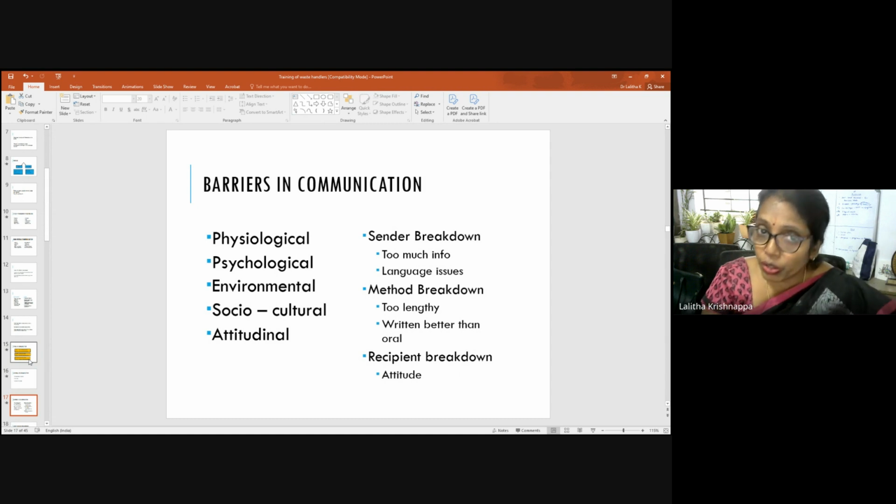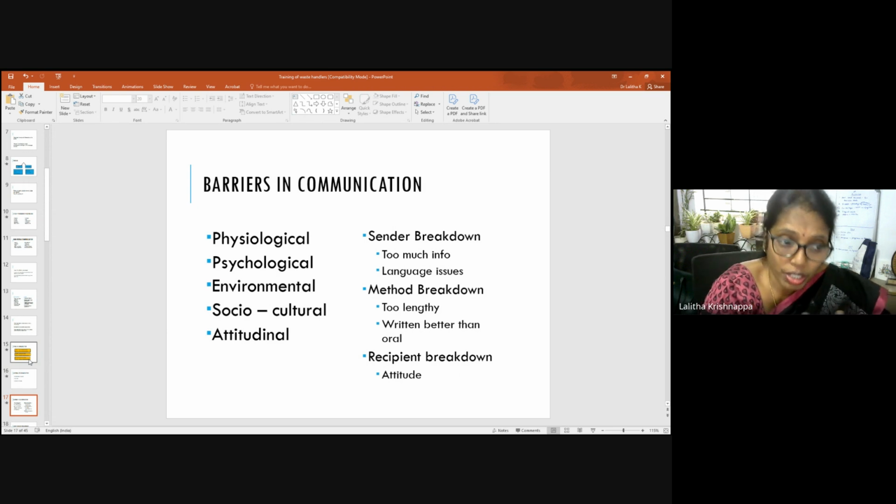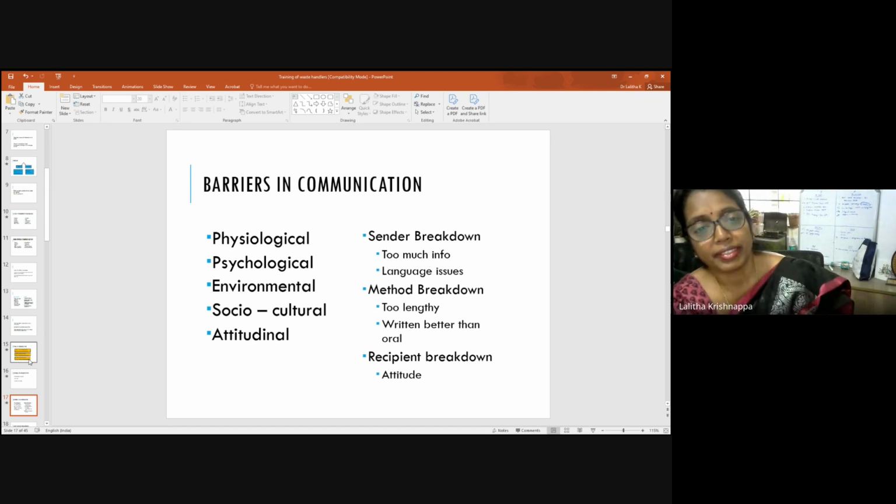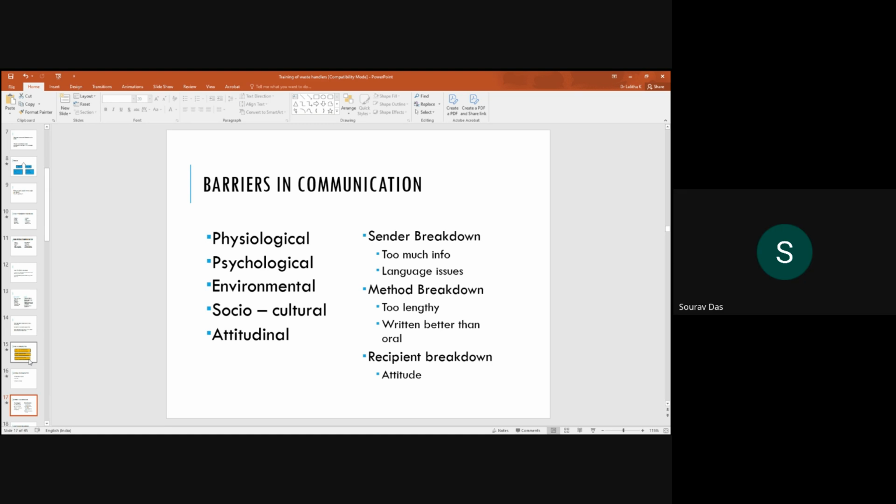While we are talking of communication, there could be barriers in communication. This is one of the very commonly asked questions. We have physiological barrier, psychological barrier, environmental barrier, sociocultural barrier, and attitudinal barrier. Can anyone tell, is there any of these barriers as I talk to you? Give an example of the barriers which come in the way of my communication to you here, with these headings. Try attempting. Is there any sociocultural barrier?